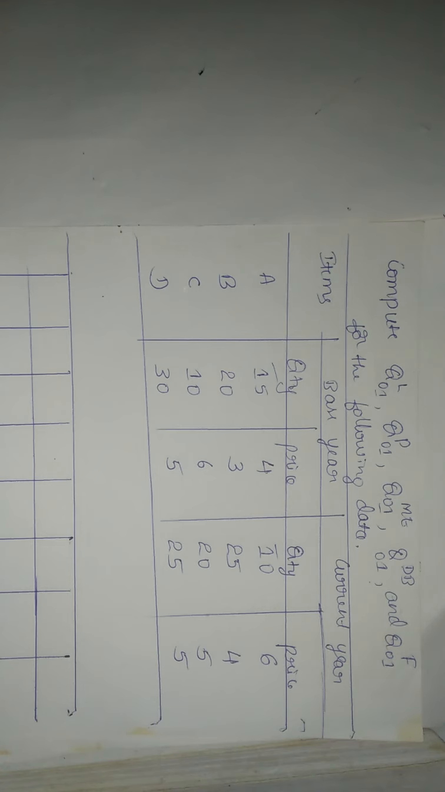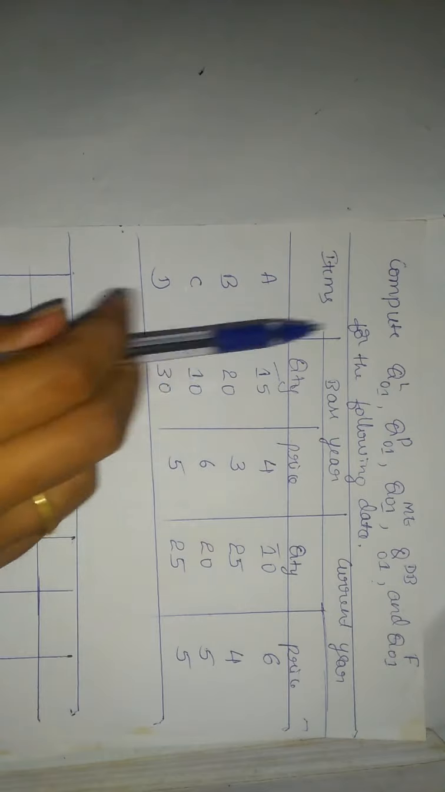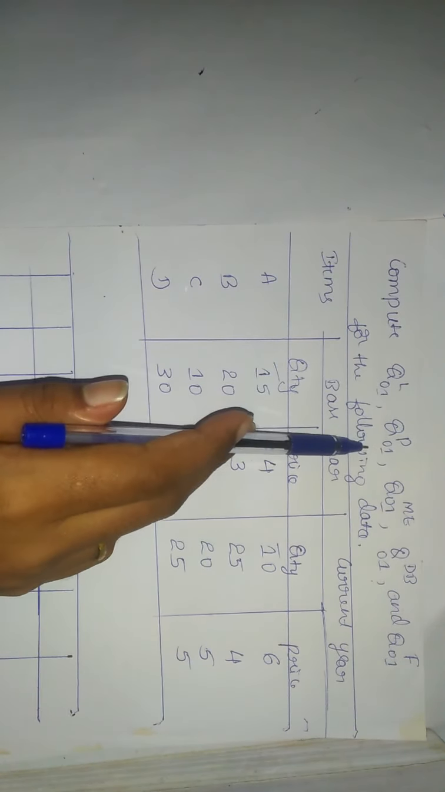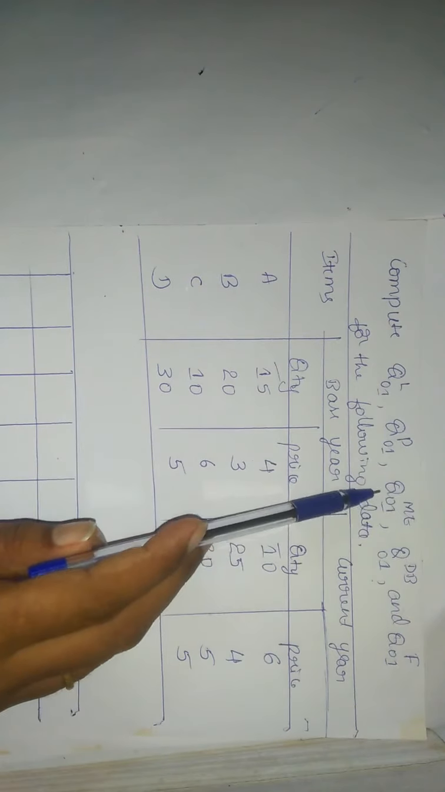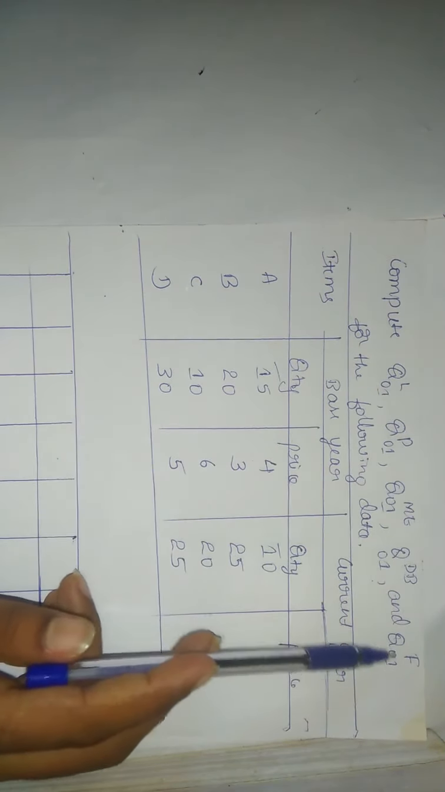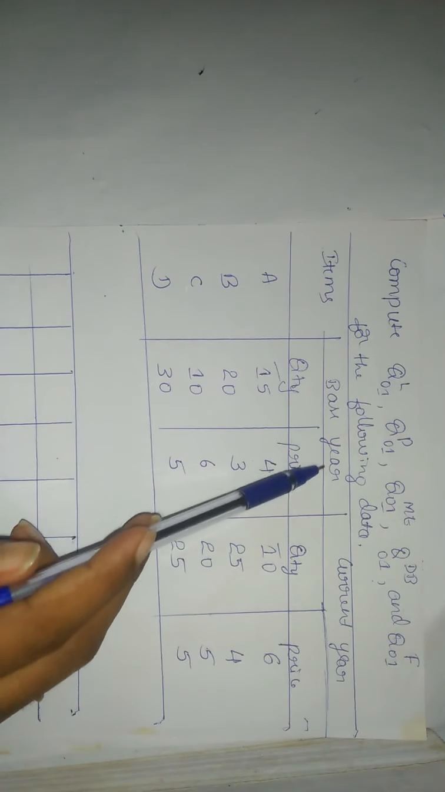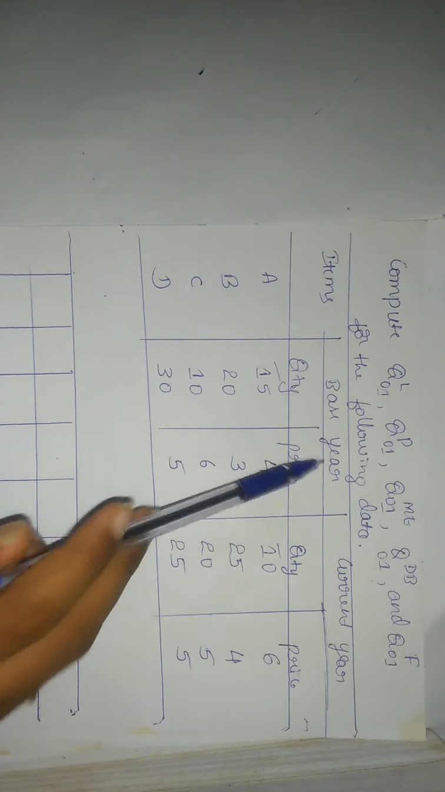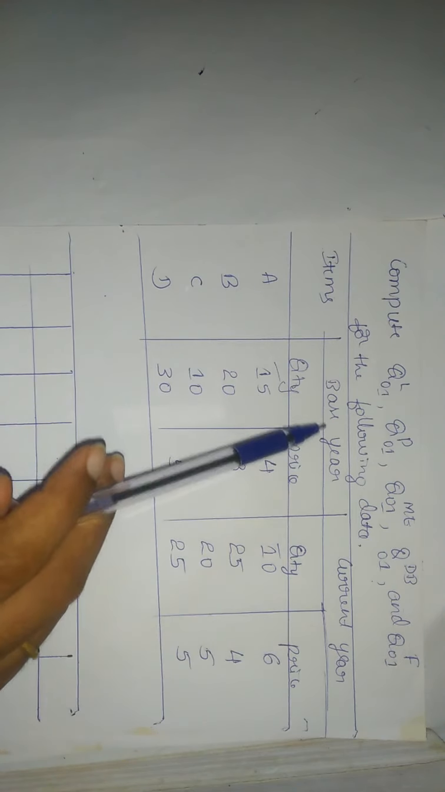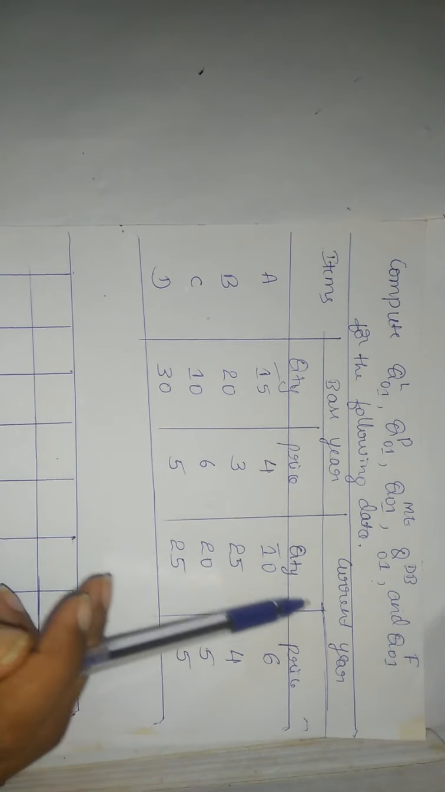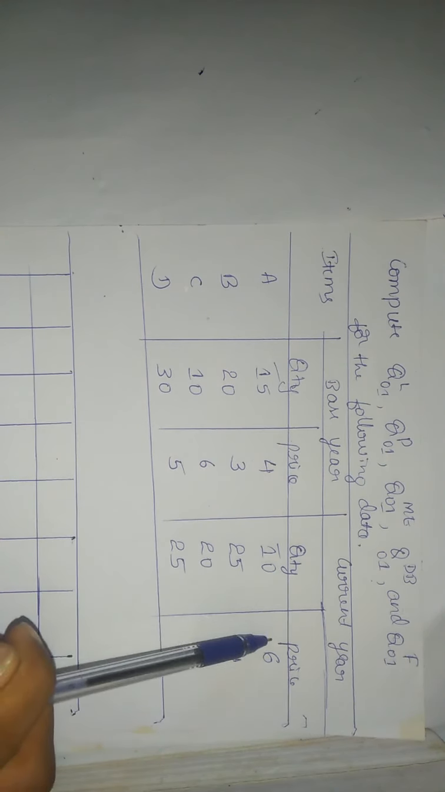In this session, the question given is: compute Laspeyres quantity index number, Paasche's quantity index number, Marshall-Edgeworth quantity index number, Drobisch-Bowley quantity index number, and then Fisher's quantity index number for the following data. Items are given here: base year and current year. In the base year they give quantity and price. For the current year they provide quantity and price.